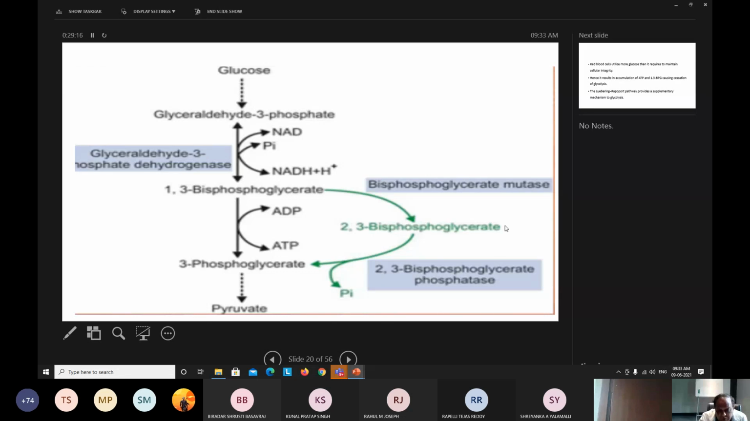This 2,3-bisphosphoglycerate is then converted into 3-phosphoglycerate in the presence of the enzyme 2,3-bisphosphoglycerate phosphatase. So it is not coming directly, but via, or you can say bypassing, the usual pathway: it is converted into 2,3-bisphosphoglycerate and then to 3-phosphoglycerate, which will further be converted into pyruvate. This is the supplementary pathway.